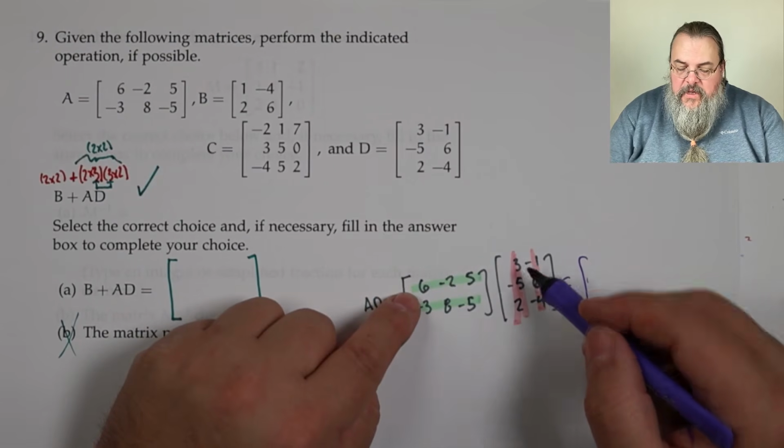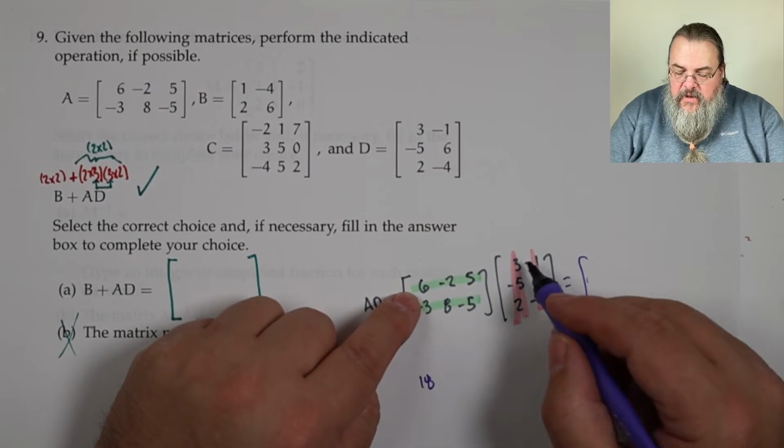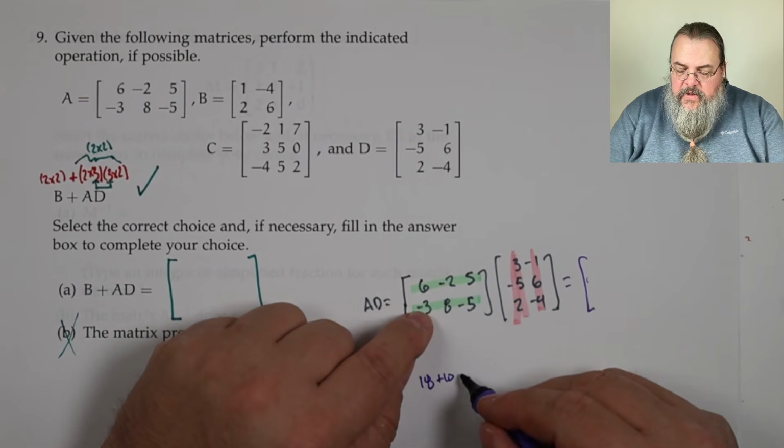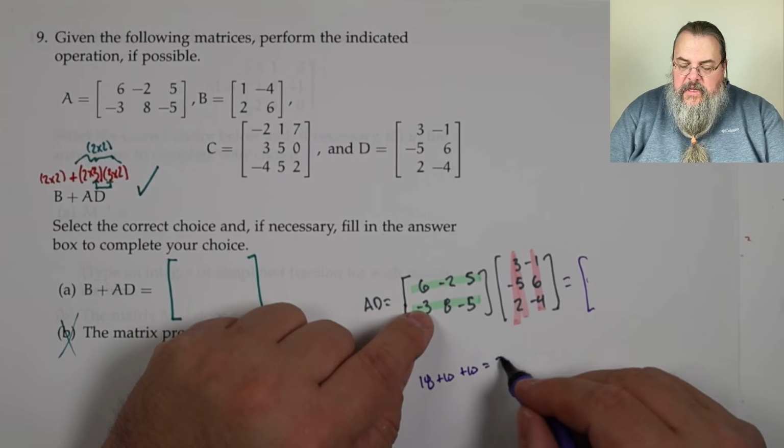6 times 3, and that's 18. -2 times -5, plus 10. And 2 times 5, another plus 10. And add that up, that makes 38.